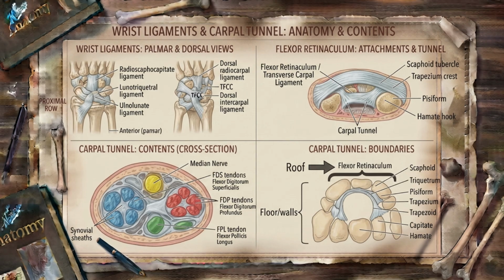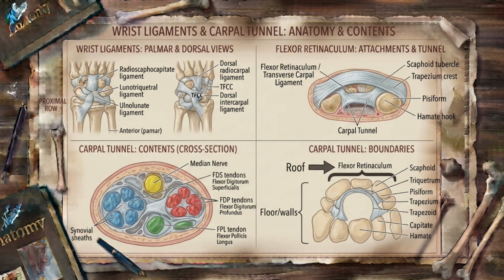The flexor retinaculum, also called the transverse carpal ligament, forms the roof of the carpal tunnel. It spans the concavity formed by the carpal bones. Its attachments include the scaphoid and trapezium on the lateral side and the pisiform and hook of hamate on the medial side. This creates the carpal tunnel underneath.